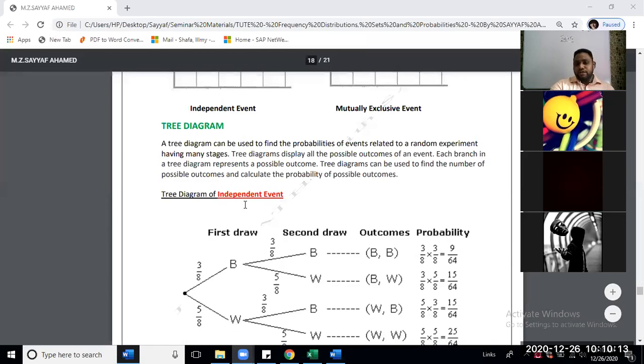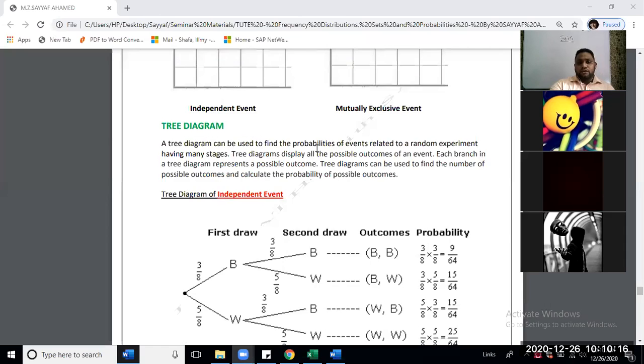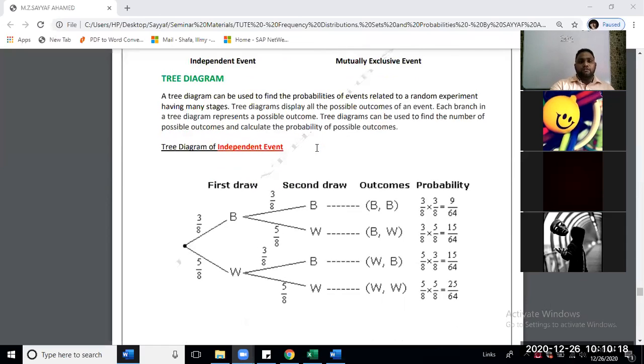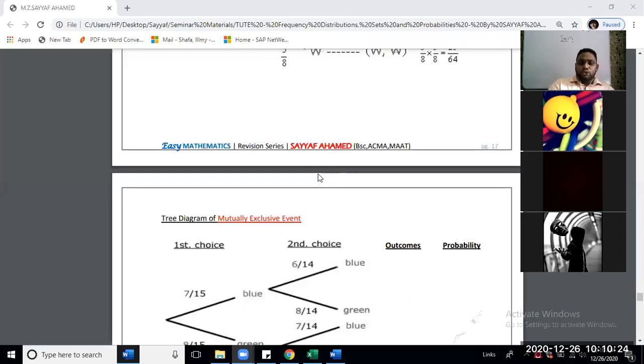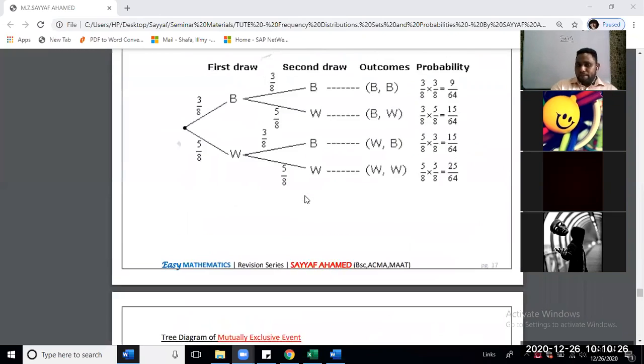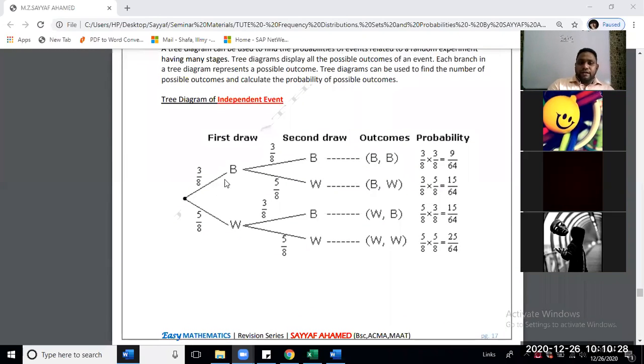Moving down to the tree diagram. The tree diagram is also another way of representing the same events. The tree diagrams of an independent event and a mutually exclusive event are given to you here. A tree diagram will have 2 or 3 branches. A maximum of 3 branches can be tested in your levels, but usually it is the two-branch one that is mostly tested.